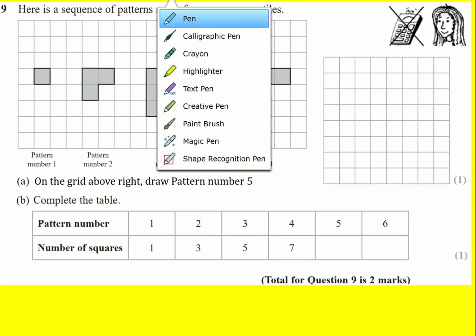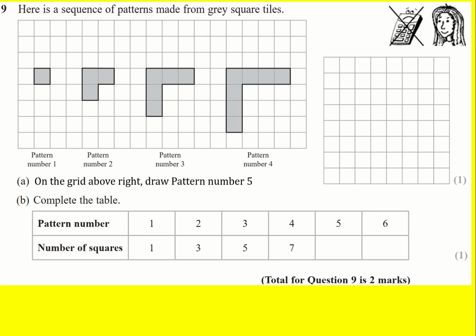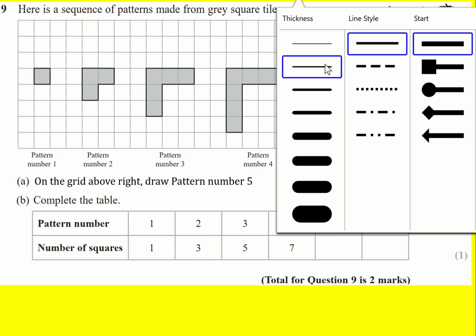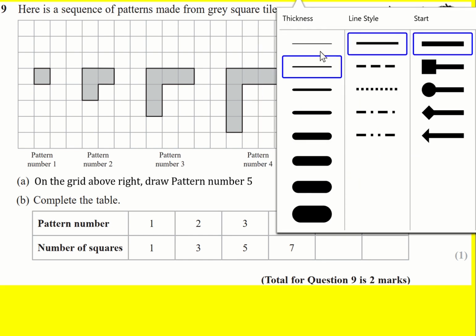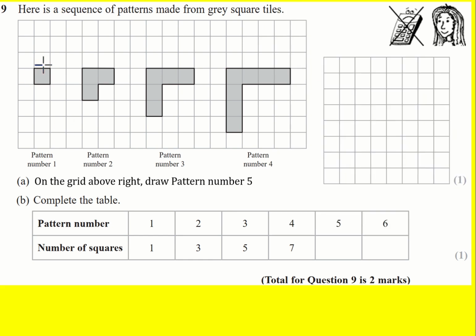Okay, so I'm going to get my version of a ruler, which is my straight line tool. And just going to do it in blue just so you can see it. Okay, so on this pattern, I can see that this square goes 1 across in pattern number 1, it goes 2 across in pattern number 2, it goes 3 across in pattern number 3, 4 across in pattern number 4. So I'm guessing, I'm not guessing, I know, it's going to go 5 across in pattern 5.